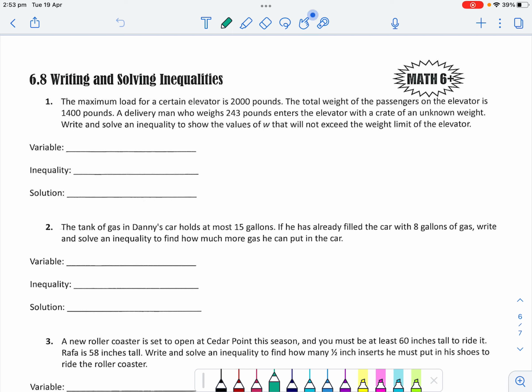Hey everyone, today we're going to be talking about writing and solving inequalities. So being able to write an inequality from a word problem and then solve that inequality and give the solution.